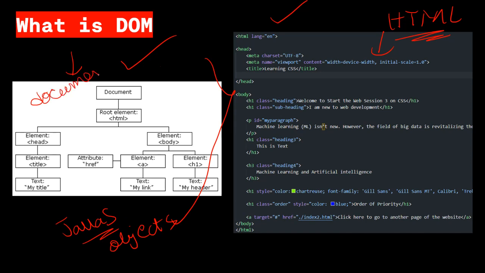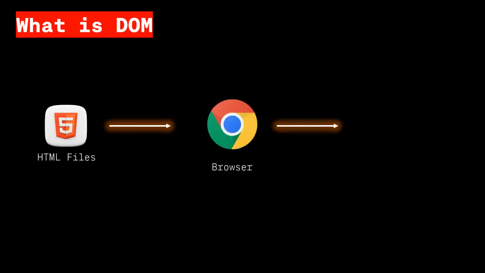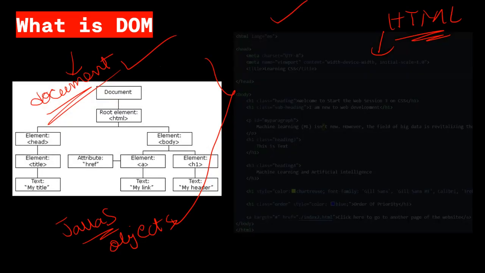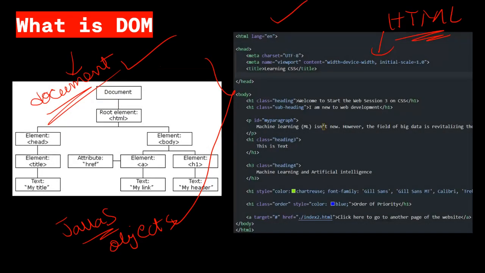Okay. So the browser will take in these HTML files and it's going to give out this document. And what is this document all about? It is basically JavaScript objects. It contains JavaScript objects, you can say it's a form of JavaScript objects. We'll talk more about this document. And this is the HTML code.